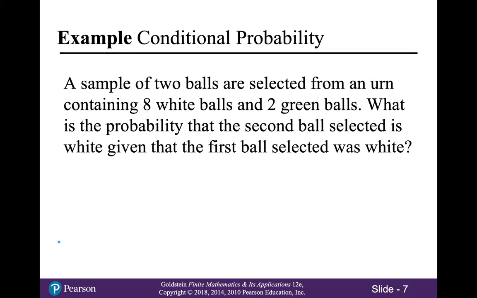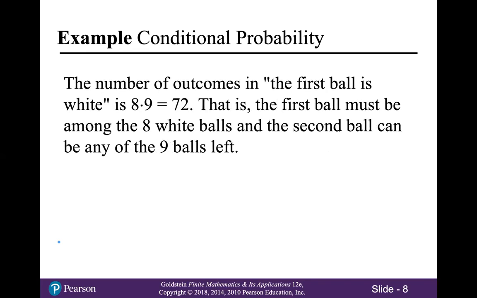All right, as an example of that, suppose a sample of 2 balls was selected from an urn containing 8 white balls and 2 green balls. What is the probability that the second ball selected is white, given that the first ball selected was white? The number of outcomes in the first ball is white is 8 times 9, which is 72. That is, the first ball must be among the 8 white balls, and then the second ball can be any of the 9 balls that are left.